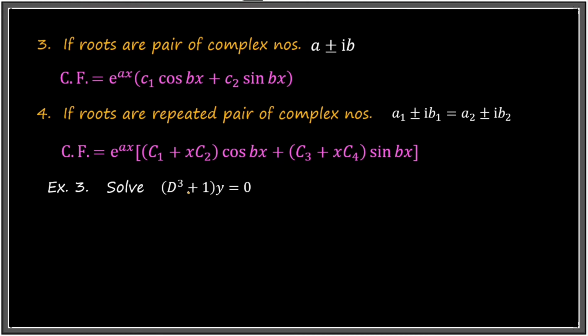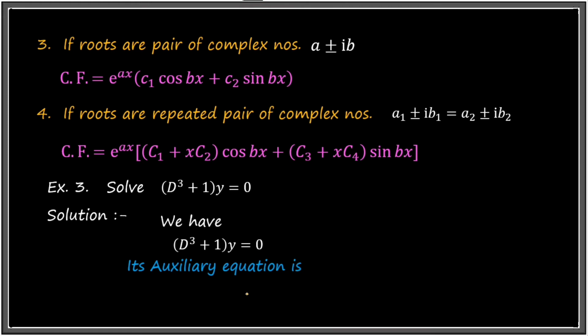Example: (D³ + 1)y = 0. So the solution: we have (D³ + 1)y = 0. Therefore its auxiliary equation is m³ + 1 = 0. So the factors are (m + 1)(m² - m + 1) = 0. That is the factorization of m³ + 1 = 0.